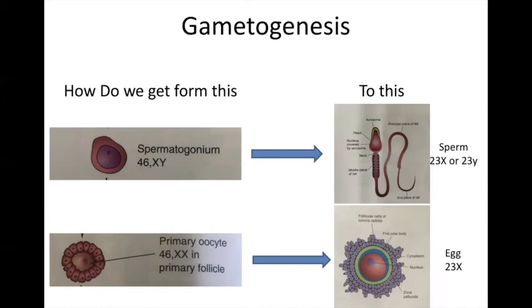Basically, the X and the Y are the sex chromosomes. They determine whether or not you're a male or a female. If you have an X and a Y, you are a male. If you have 2 X's, you are a female, right?